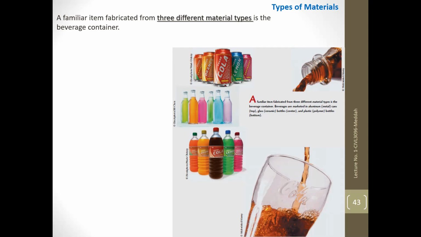Anyway, you can see the same product could be packaged in three different types of materials. The beverage here is packaged in three different types of materials. First, here is packaged in what? This is a can, which is made with metal. And this beverage is also packaged in glass, which is a ceramic material. And here it is packaged in plastic material. So the same drink, the same liquid, could be packaged in three different materials.